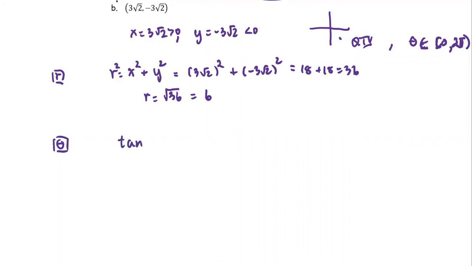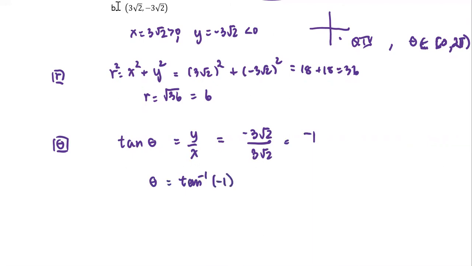Find the angle theta using the trig function, tangent theta equals y over x. In this problem, the y is negative 3 square root 2, and x is 3 square root 2, which simplifies to negative 1. Angle theta is derived using the inverse tangent of negative 1. If you use a calculator, you would get negative pi over 4, which is in quadrant 4, but the angle is negative. So this is negative pi over 4 because it goes clockwise.